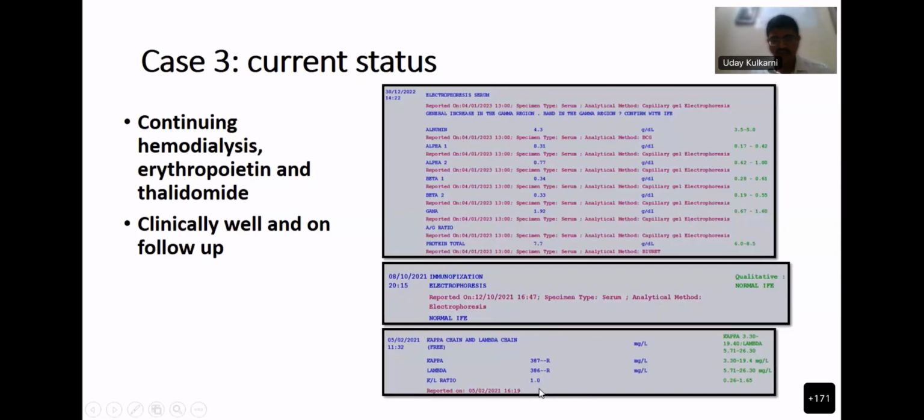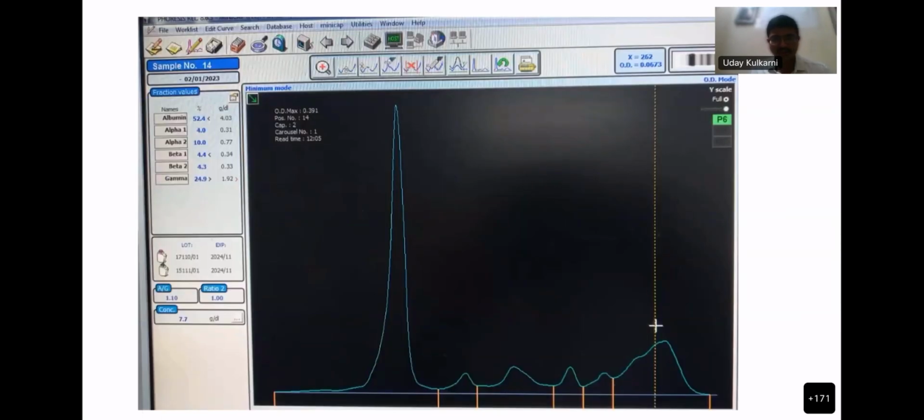So that's I think the last slide. Yeah, this is our current serum protein electrophoresis graph. Yeah, that's all. Thank you, and would be happy to take questions.